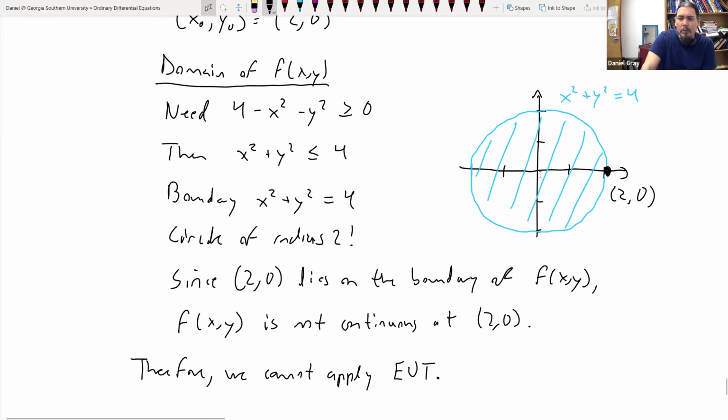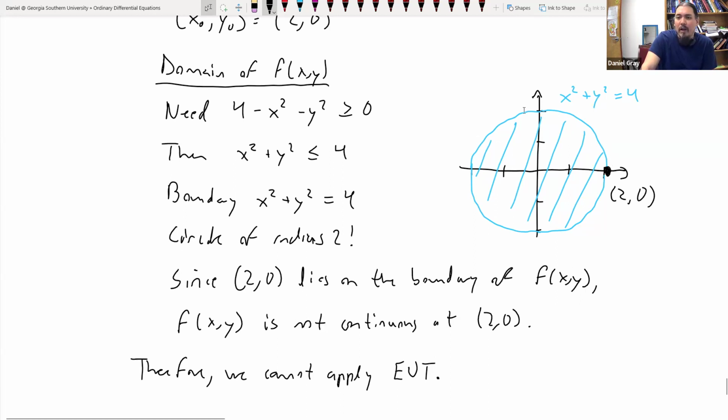If I plug (0, 0) into this condition, I get 0 squared plus 0 squared is less than or equal to 4. That's absolutely true. Because (0, 0) is in the domain, the entire interior of the circle is in the domain, okay? Now, our initial condition was (2, 0), and that lies on the boundary of the domain of f of x,y.